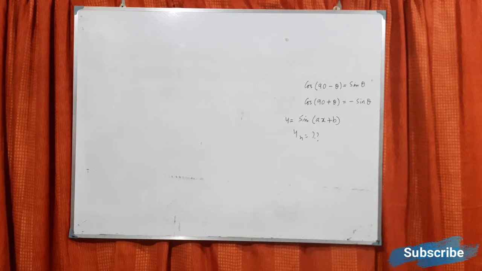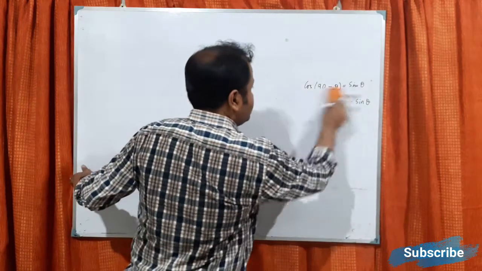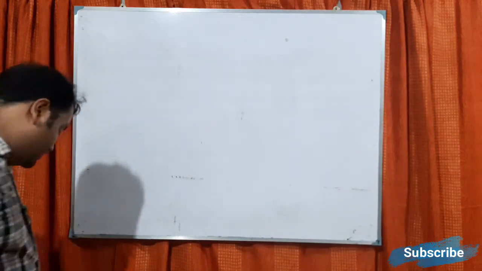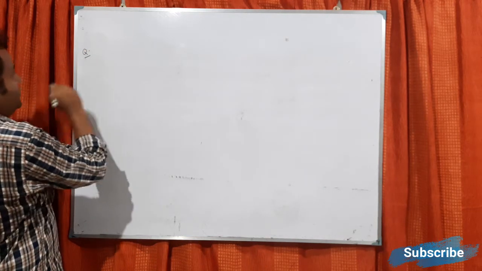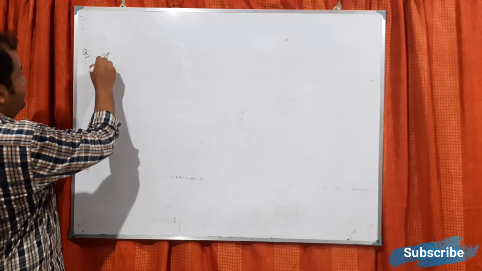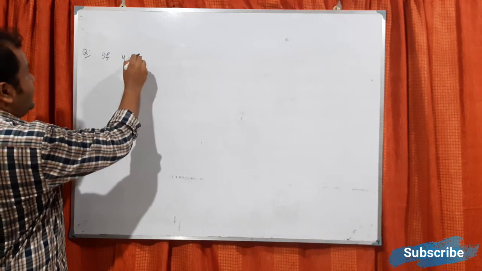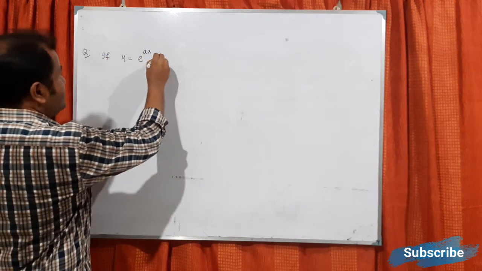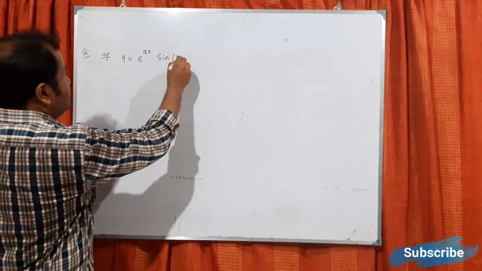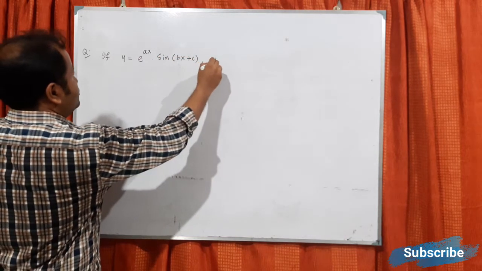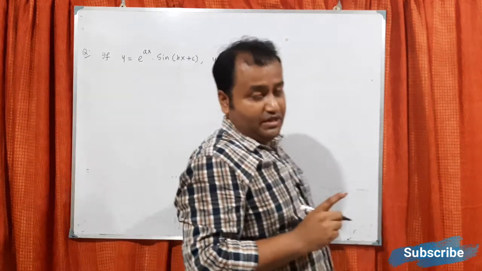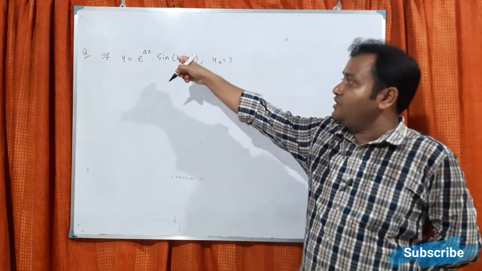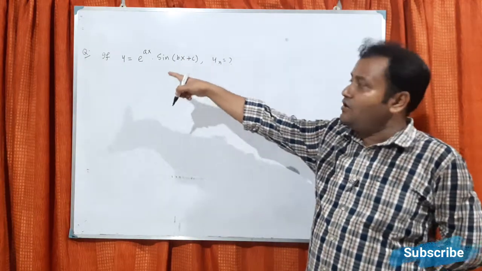Okay. Now, the next one is also very, very important, and I believe this kind of problem you should try to do on your own. So now, if y equals e to the power ax sine of bx plus c, what will be yn? Now it is a very big expression. There are two functions, the exponential function as well as the sine function. Now how to find yn?